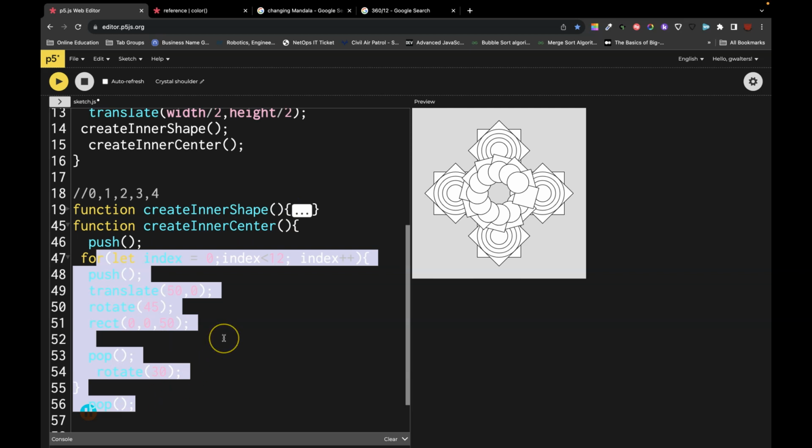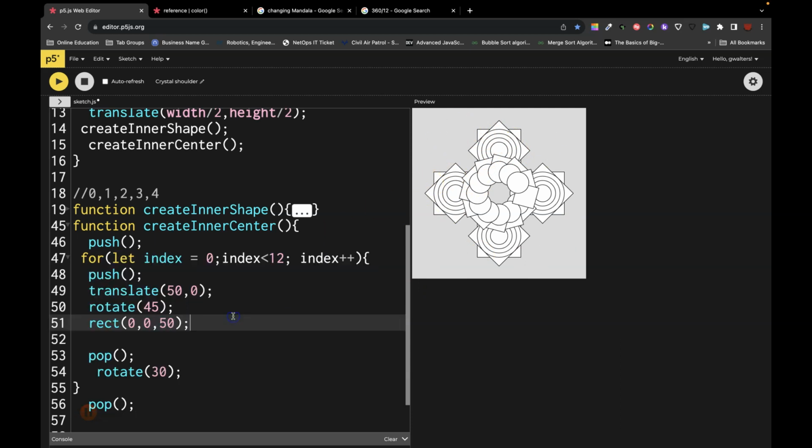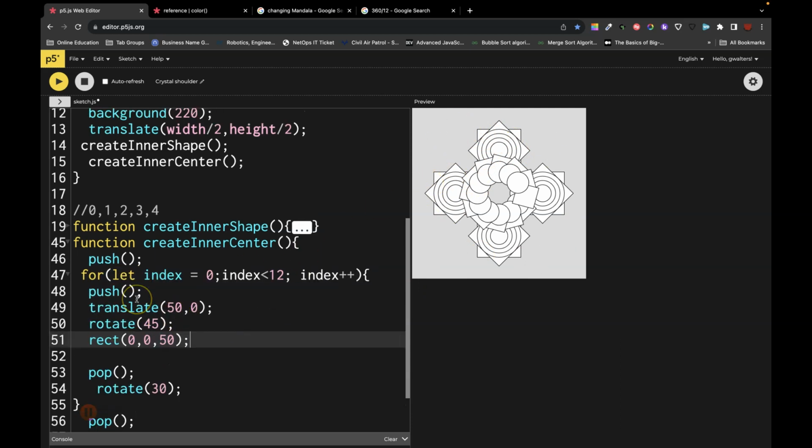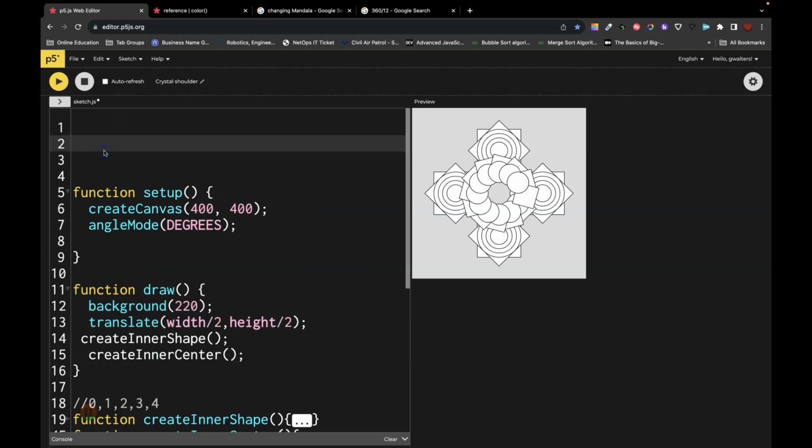However, in this case, if you don't want to use loops, that's all right. You're going to use loops a lot. You can copy and paste it to get the look that you have. Now, once you have everything, though, you are going to want to start creating some variables for colors.